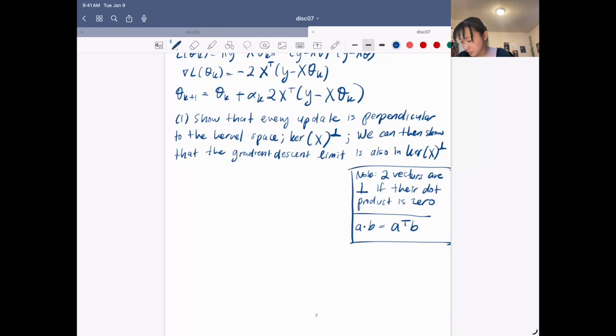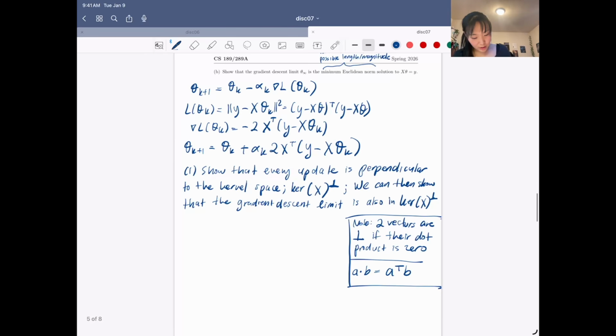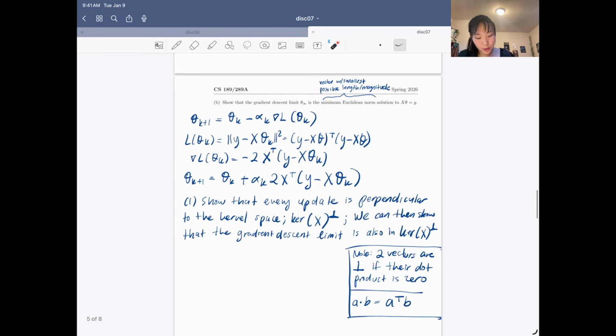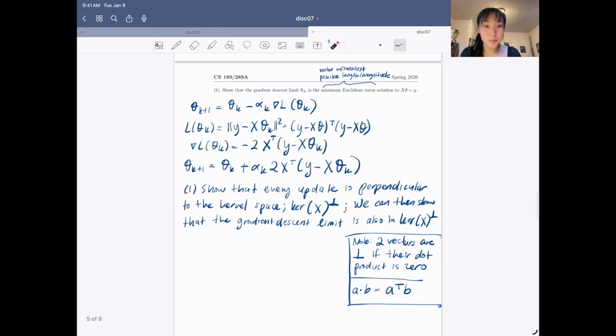Hopefully that helps us. What I'm going to do is first show that every update is perpendicular to the kernel space. Specifically, we want to show that our gradient descent limit ends up in the space perpendicular to the kernel space. That's really cool for a specific reason: it can help us show that the minimum Euclidean norm solution, aka the vector with the smallest possible length, is the final solution we get to X theta equals y, even though there are infinitely many thetas that could be here. To do that, we're going to do some nice induction.